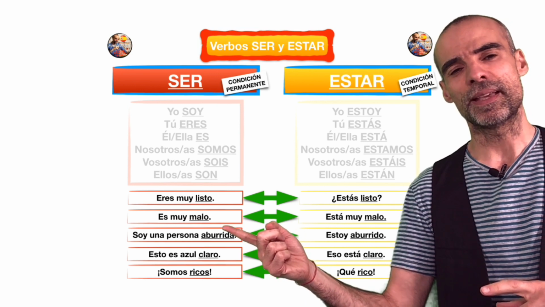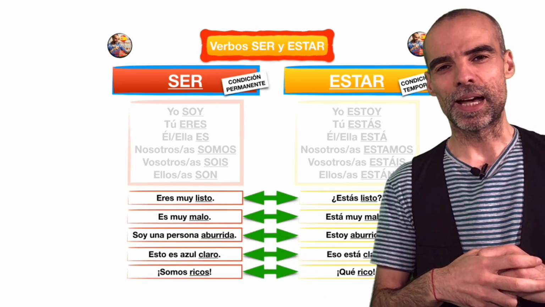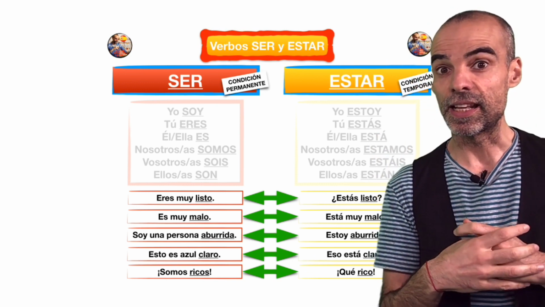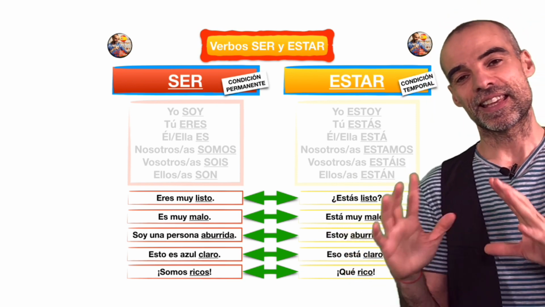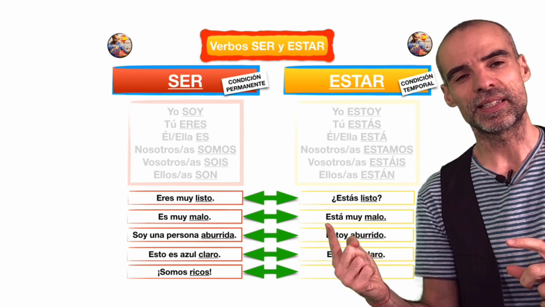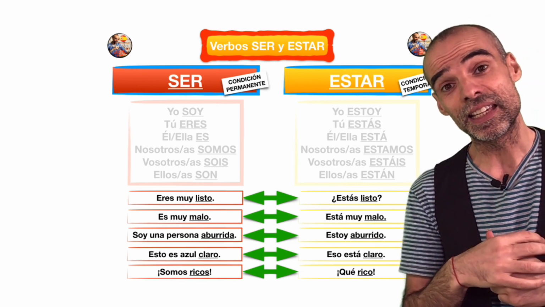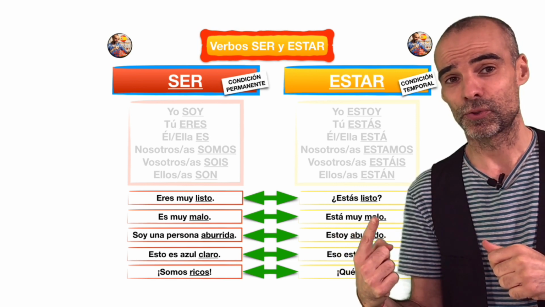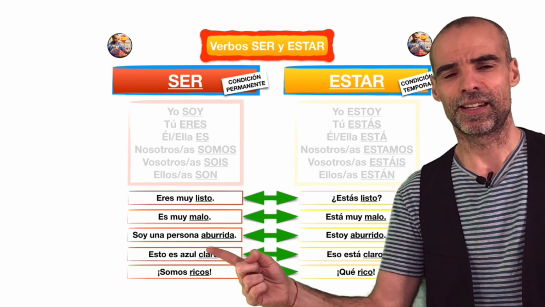The same thing happens with the adjective malo. Es muy malo. He's very mean. Este niño es muy malo. Which has nothing to do with the meaning when it goes with the verb estar, which is está muy malo. Oh, poor thing, this boy is very sick. To be sick, estar malo. And ser malo, to be mean.